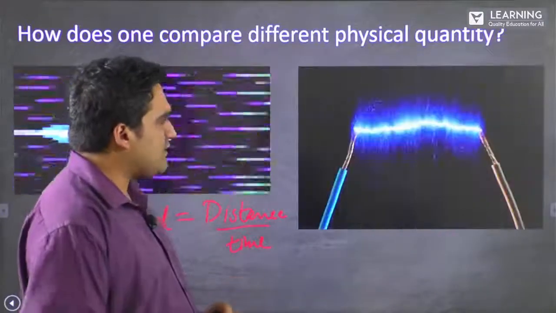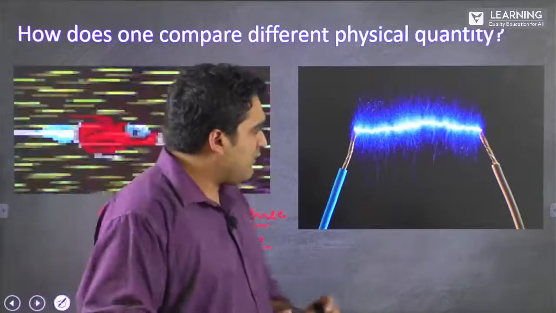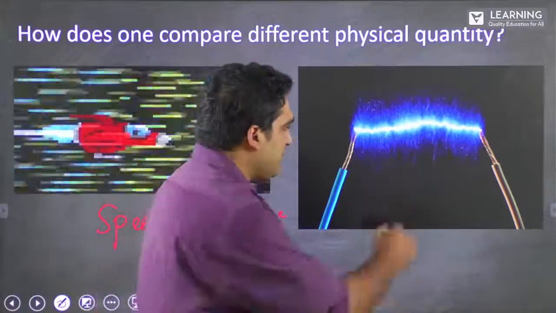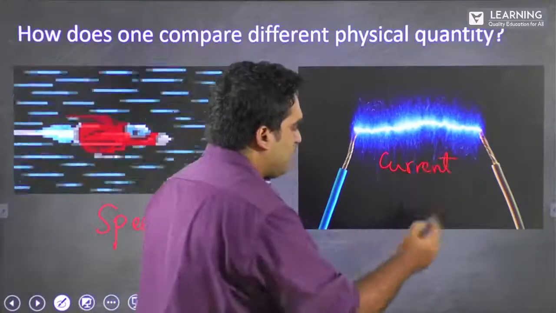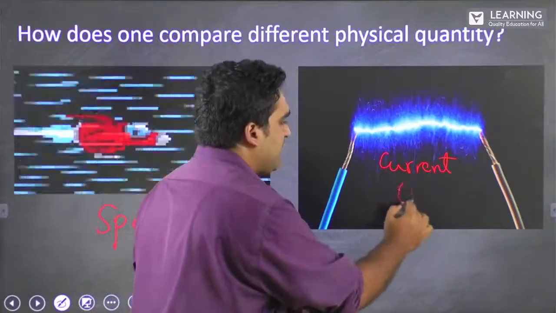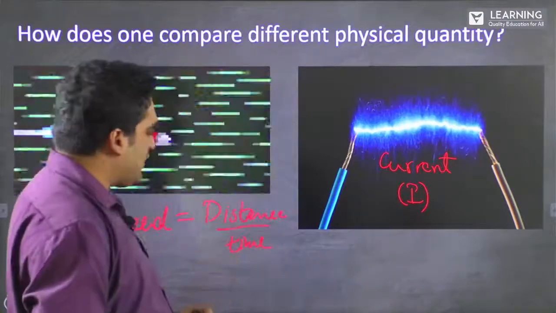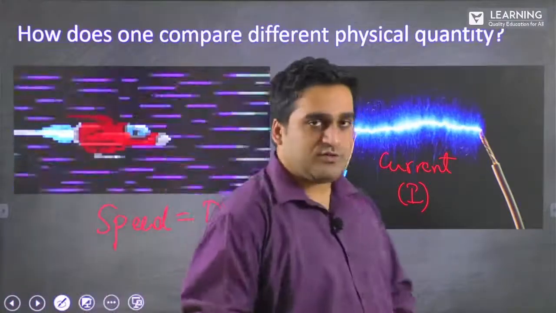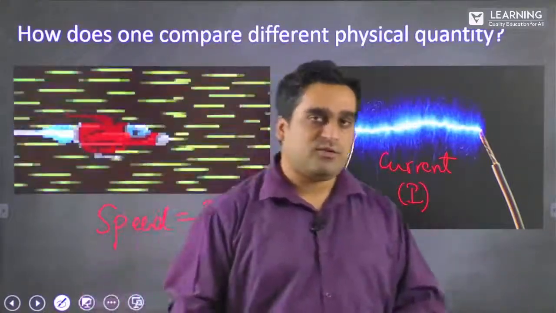So here's another example. A fundamental quantity is current. I want to show you current as the fundamental quantity, and derived quantity being the speed. So two distinct examples: a derived quantity and a fundamental quantity.